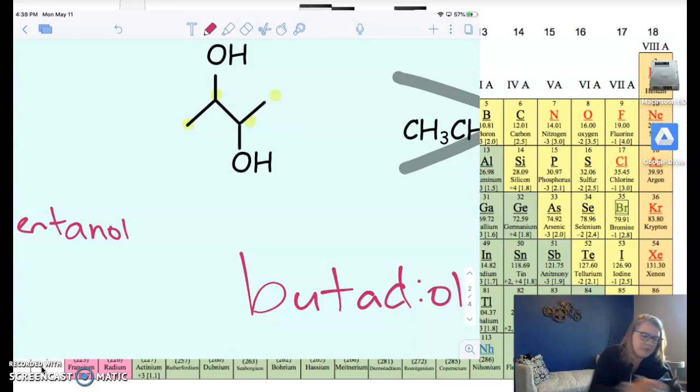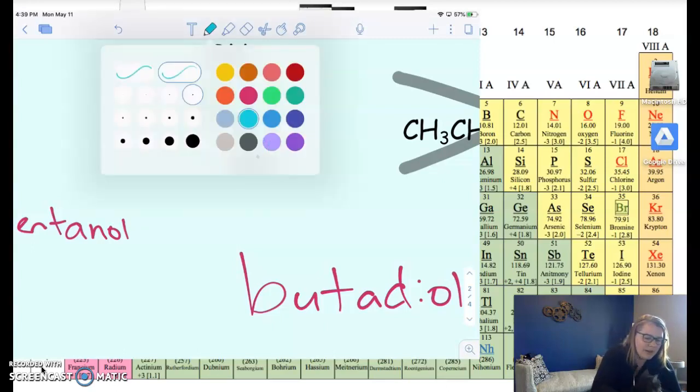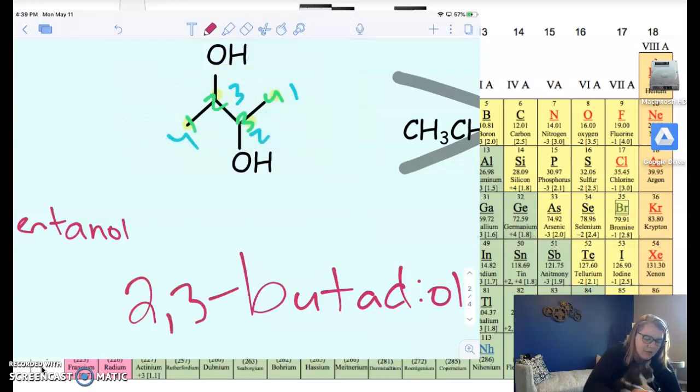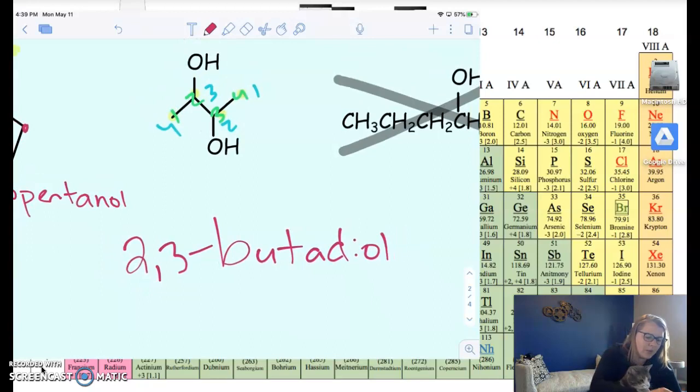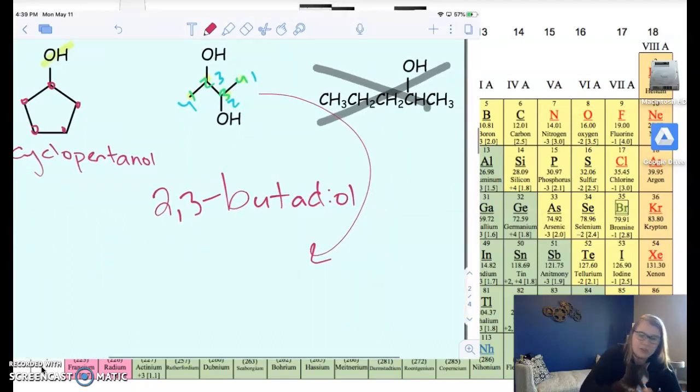I know it's weird. And then when you do your numbering, 1, 2, 3, 4, count the other way. 1, 2, 3, 4. It's on the 2 or 3, or the 2 and 3. So the final name of this guy is going to be 2,3-butanediol. I want to show you really quick what this guy would look like in the structural format, just to kind of connect all of these dots together.